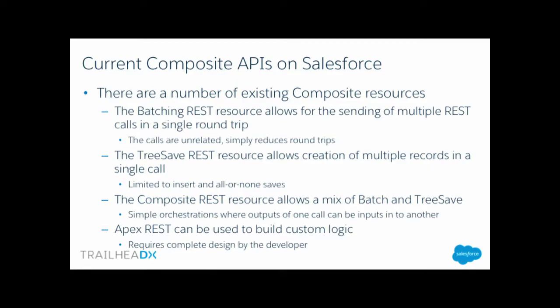And then we have the generic composite, and composite is kind of a superset of both batching and tree save. So you can build tree save and batching using composite, which is kind of what we did on the back end. But this is what allows you to take those calls from one resource and pass them in to another. And then finally, we have Apex REST. If you guys have used this, you can build whatever composite service you want. Extremely developer heavy on your side, though.